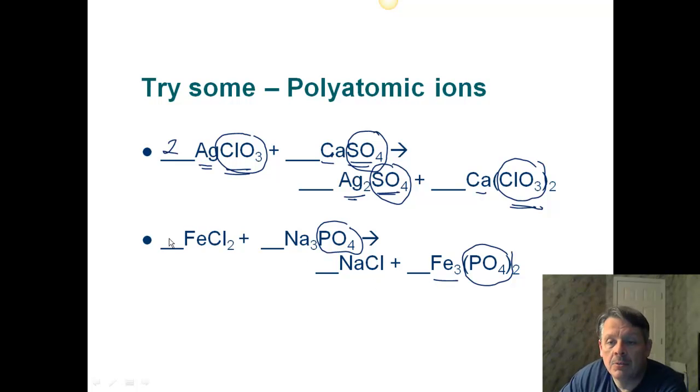I have 3 Fe's on the right and 3 Fe's now on the left. That means I have 6 chlorines, 3 times 2. So that means I have to have 6 NaCls. So I have 6 Na's, that means I have to have 2 Na3's to make 6. That gives me 2 PO4s, and I have 2 PO4s on the right, so I am done.